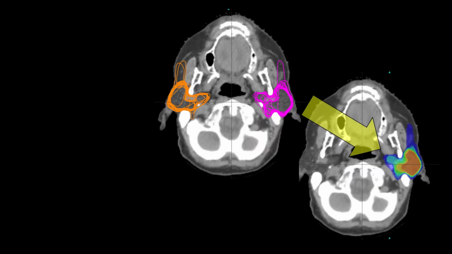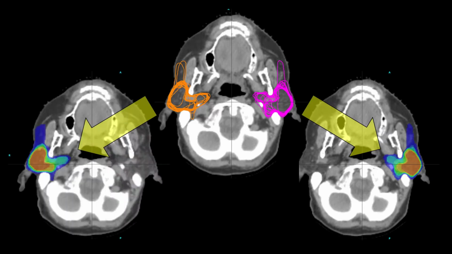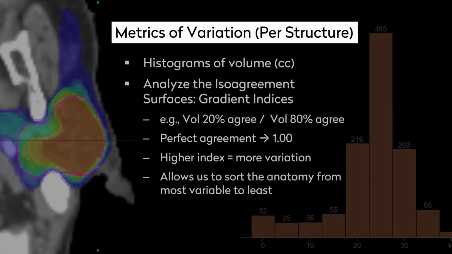So in a 2D, this starts to look like isodose lines. Of course, it's a 3D structure, so you're analyzing the surfaces in 3 dimensions. Metrics of variation, you want to study on a structure by structure basis, and then you can compare between structures to see which ones are most consistent versus most variable. A very simple tool that gives you an idea would be histograms of the volumes. It's just a range of the total volumes that people contoured. That only goes so far, but it's an interesting thing to look at.